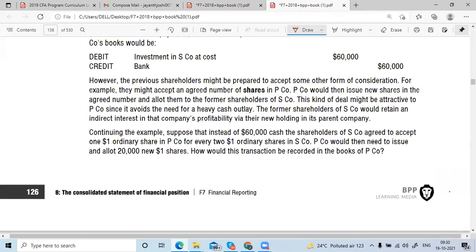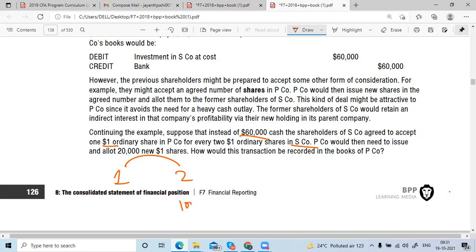So we will come from the previous example only. The investment they have done is this. That is clear. The shareholders of S company agreed to accept $1 ordinary share in P company for every 2 $1 ordinary shares in S company. So they are ready to accept what? 1 share of P company for every 2 shares these guys are holding, correct? Yes, sir.